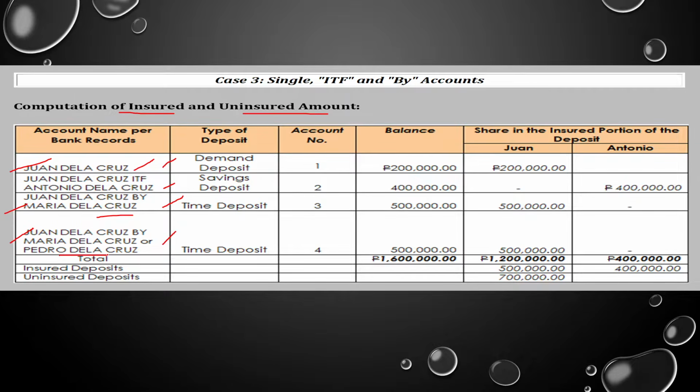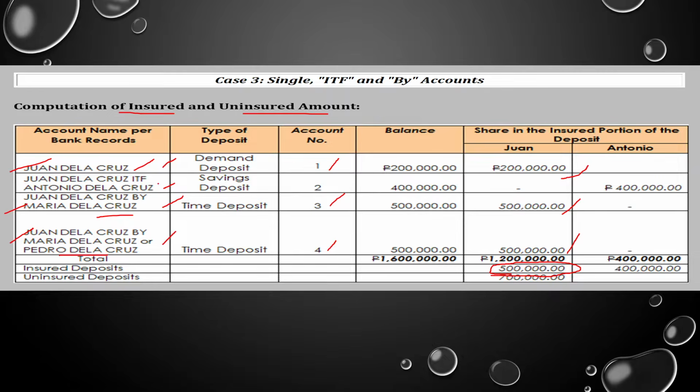So, thus, the total insured amount payable to Juan de la Cruz is 500,000 pesos. So, ito siya. So, itong account number 1 shall be added together. So, yung account number 3 and yung account number 4. Okay? Because Juan de la Cruz is the depositor in accounts number 1, 3, and 4. 1, 3, and 4 kay Juan de la Cruz yan.